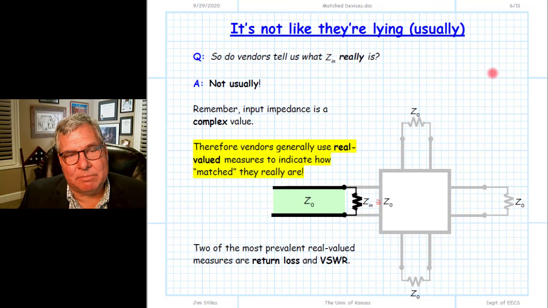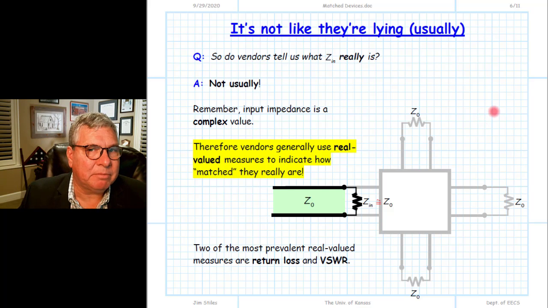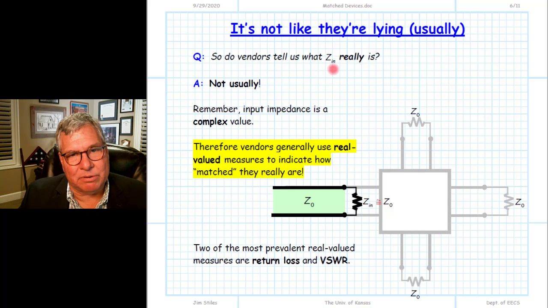So if we order some microwave amplifier or some coupler from some microwave component vendor, will they tell us exactly what the input impedance is when connected to other matched devices? Generally they won't. One of the problems there is the input impedance, of course, is a complex number, and so we have to talk about real and imaginary values there.